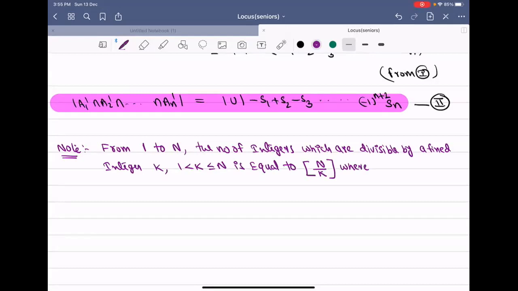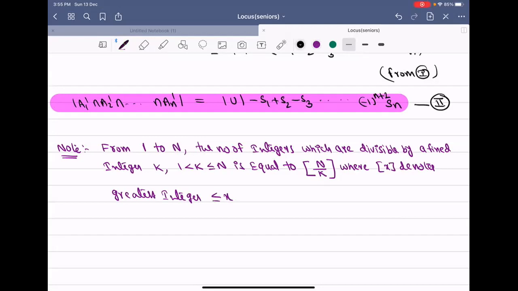where step x denotes the greatest integer less than or equal to x. This is a very, very important one.